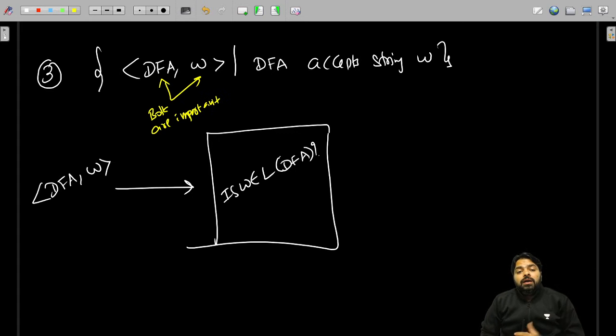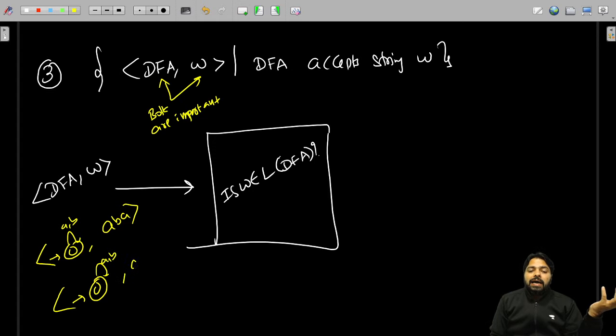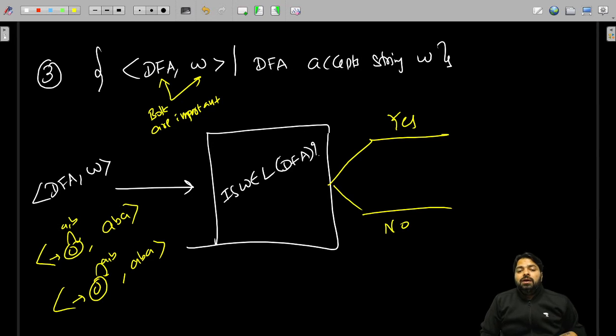In the previous problem, W was not mentioned in the pair because W is the same for all the inputs. Maybe I am asking whether every DFA accepts 00. Then 00 is fixed, with no need to give it in every pair. Now I might change it. First time I ask, I will give one machine: is it accepting AB or ABA? Next time I will give another input and ask, is it accepting ABA? First time you say yes because it accepts. Second time you say no because it doesn't accept. For this you are running a membership algorithm.